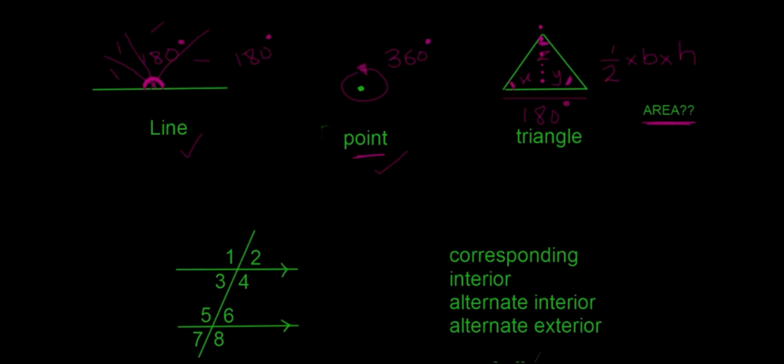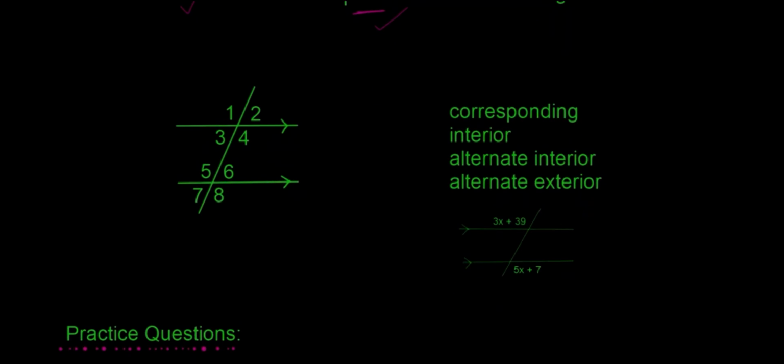So now that we've reviewed that, let's take a look at one last thing I'd like you to review before we go on to the practice questions. Let's say I've got a set of parallel lines. So these two lines are parallel to each other. And then I've got a transversal cutting through them. We've got a total of 8 angles that are formed: 1, 2, 3, 4, 5, 6, 7, 8.